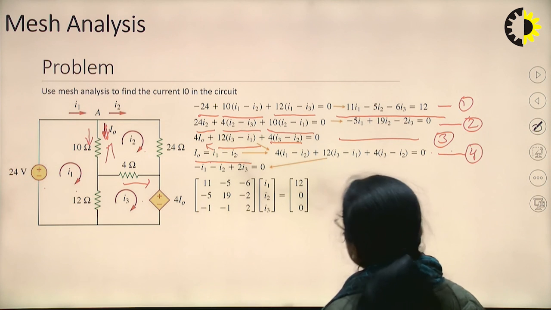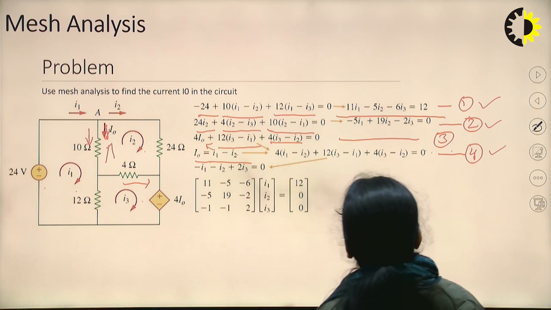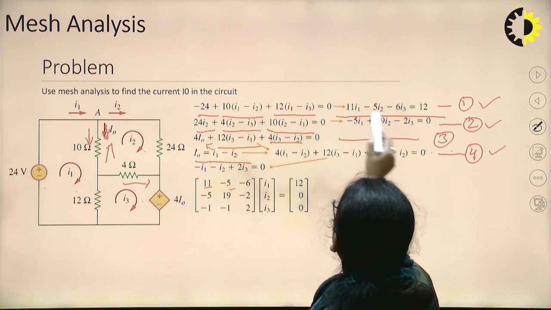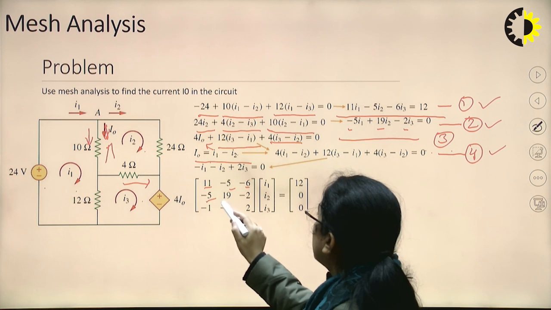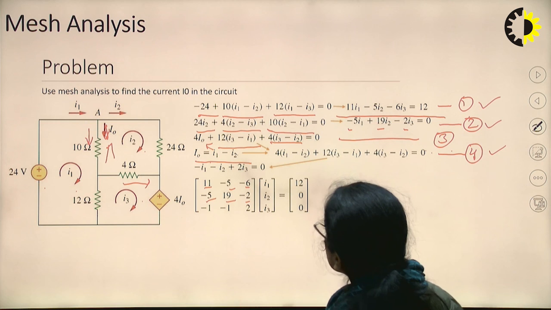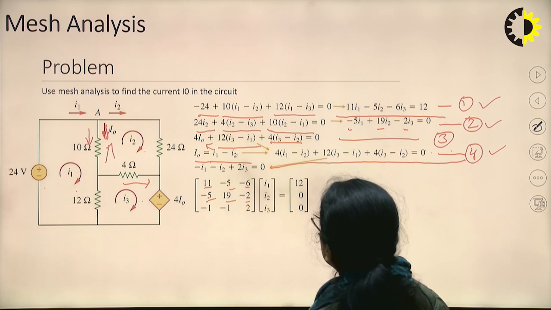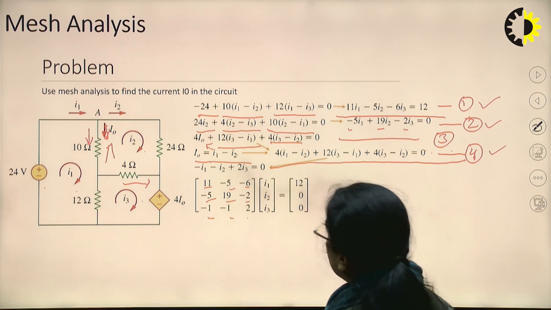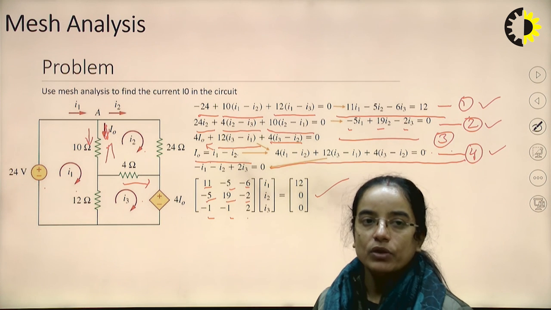Now these 3 equations are in the form of I1, I2 and I3: minus 11, minus 5 and minus 6; minus 5, 19, minus 2. After solving this, this is equation number 4, with minus 1 and 2 on the right side for I1, I2 and I3. Now you can solve this for calculating the currents I1, I2 and I3.